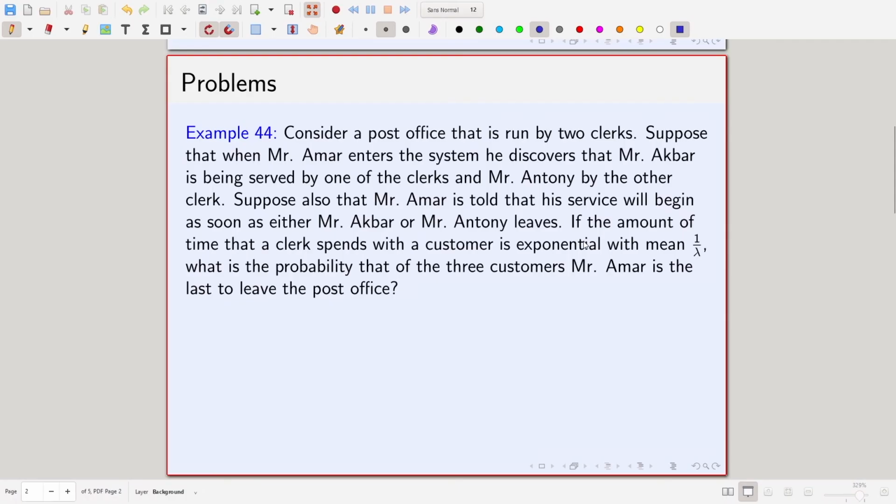So let us start. The first problem: consider a post office that is run by two clerks. Suppose that when Mr. Amar enters the system, he discovers that Mr. Akbar is being served by one of the clerks and Mr. Anthony by the other clerk. So in the post office, there are these two clerks. When Amar enters, he sees that one of the clerks is serving Mr. Akbar and the other one is serving Anthony.